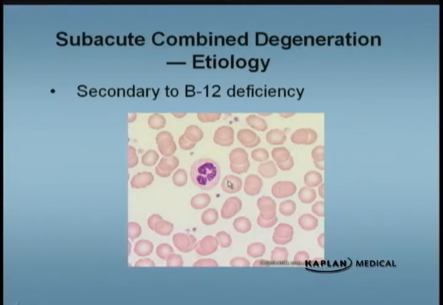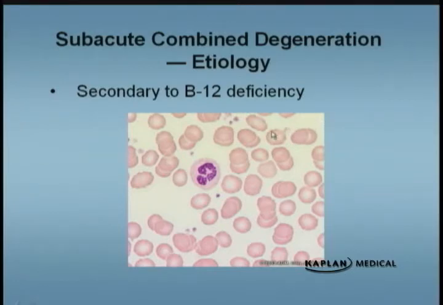Hey, look at these cells that look like an oval. Look at these oval-shaped cells. What do you call it when you have an oval-shaped cell? You call it an ovalocyte.